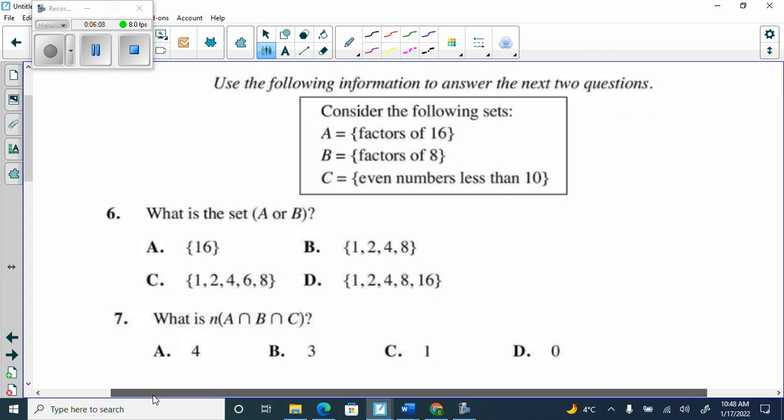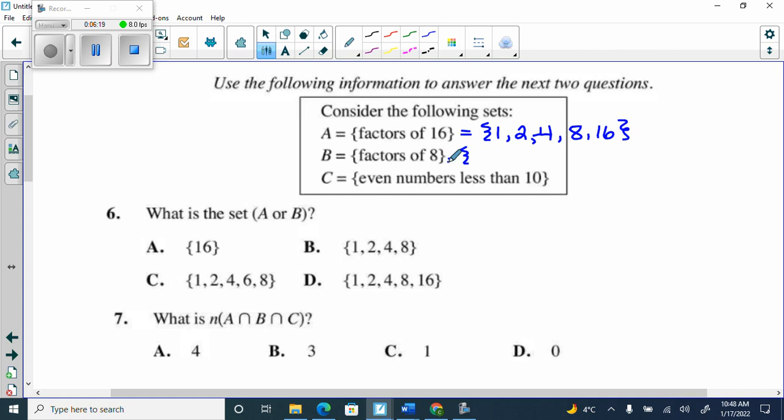So factors of 16 are 1, 2, 4, 8, and 16. Factors of 8 are 1, 2, 4, and 8. Even numbers less than 10 are 2, 4, 6, 8. Okay. Now it wants what's in A or in B. So if it's in A or it's in B, we list it. So 1, 2, 4, 8, and 16.